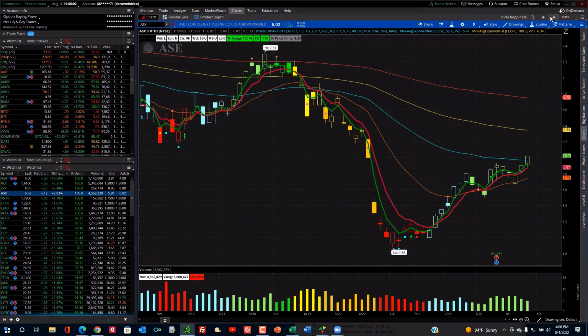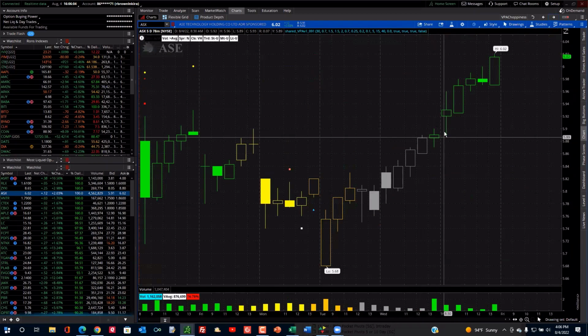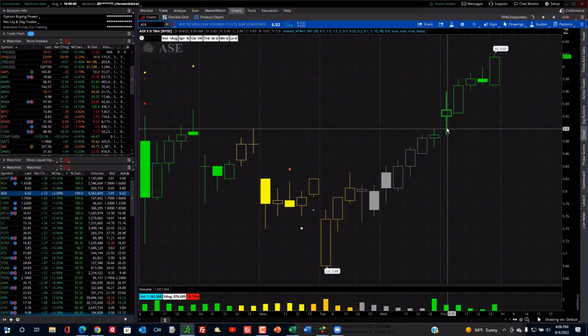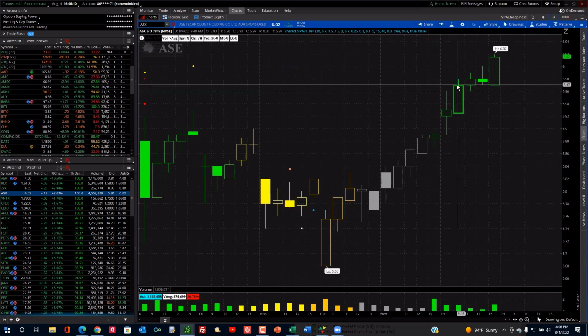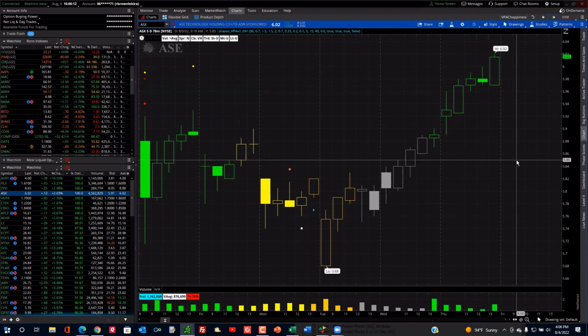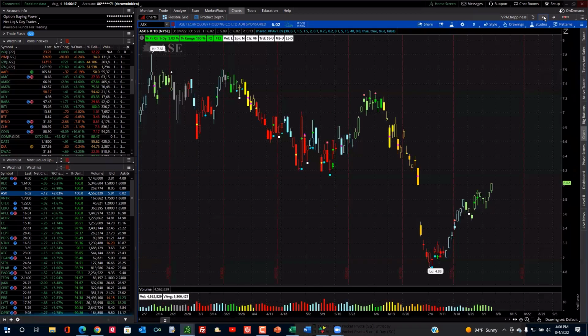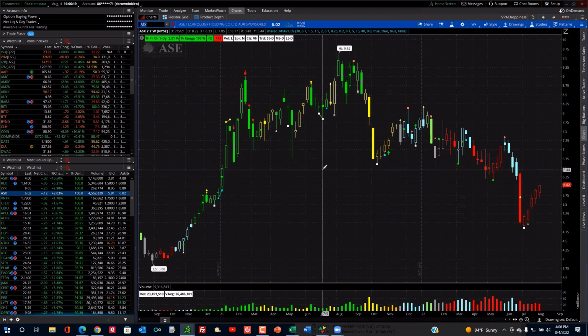ASE, let's see how it did during the day. Look, buyers came in. There were some shakeouts early on these cheap stocks. That happens a lot. And then it solidified and had a nice run into the close. You can see how well HGSI and Thinkorswim work together. Here's a weekly chart.